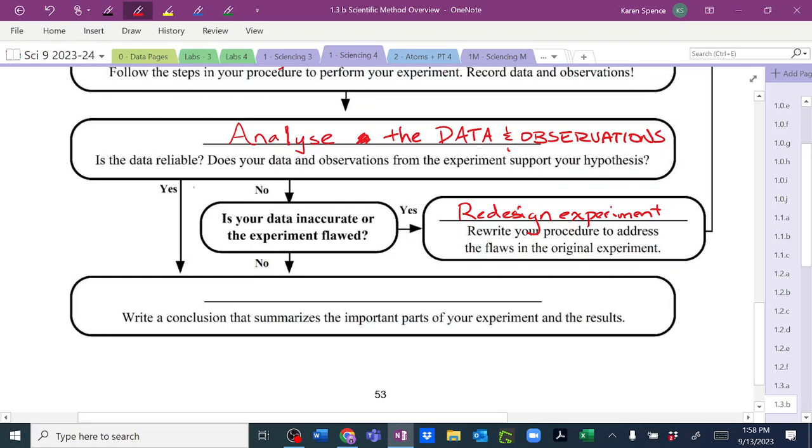Now, if we have good data and we didn't have any problems with the original experiment, we are going to write a conclusion that summarizes the important parts of your experiment and the results. So we're going to make a conclusion. And this part is hugely important, this next one. And you're going to communicate your results.